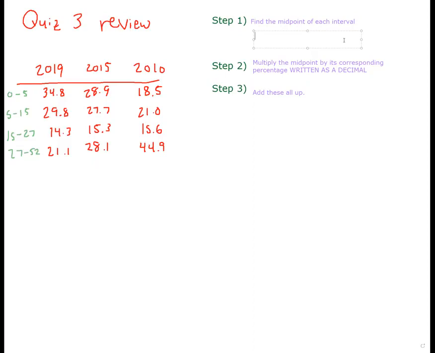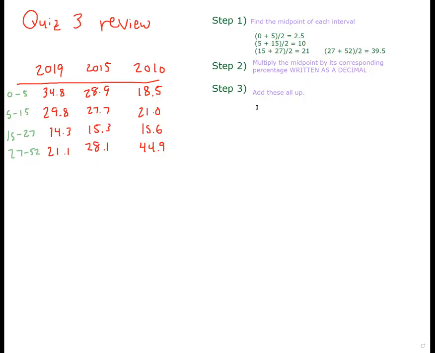So just add them together and divide by 2. So 0 plus 5 divided by 2 equals 2.5. 5 plus 15 divided by 2, that's 10. 15 plus 27 divided by 2, that's 21. And then we've got 27 plus 52 divided by 2, which gives me 39.5.